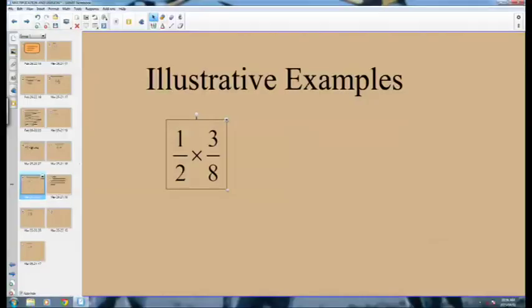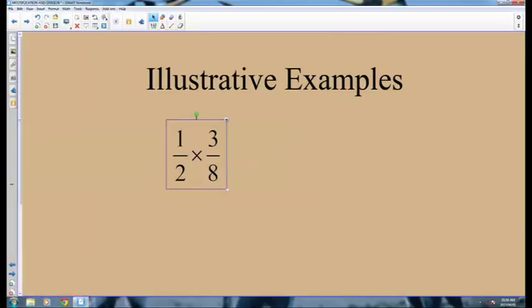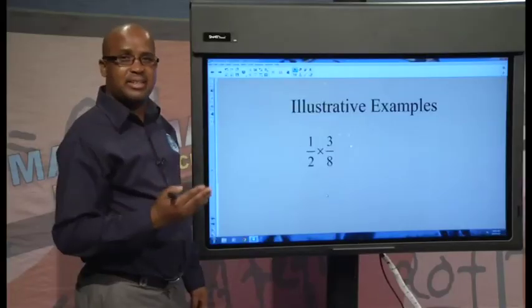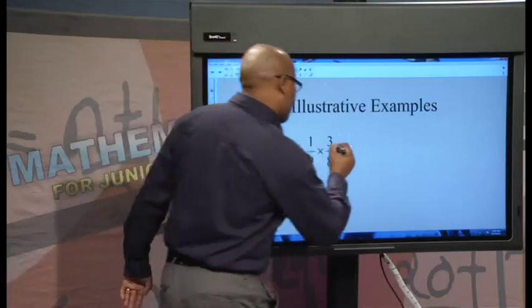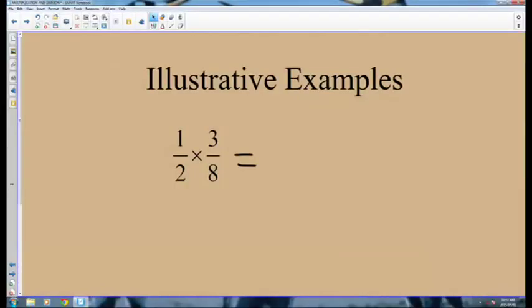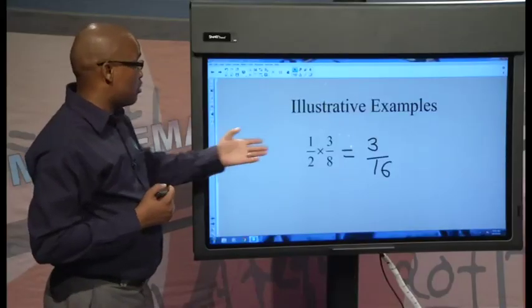Illustrative examples. We've got 1 over 2, which is a half, multiplied by 3 over 8. And then you have to multiply. Remember, when you multiply fractions, you multiply the numerators. Then after multiplying the numerators, you also multiply the denominators. So this will be 1 times 3 is 3, divided by 2 times 8 is 16. So we've got 3 over 16. This is how you multiply fractions. This was a simple example where you were to multiply the two.